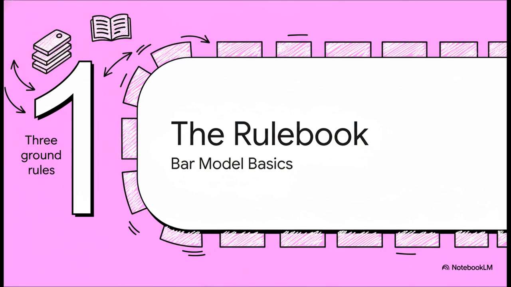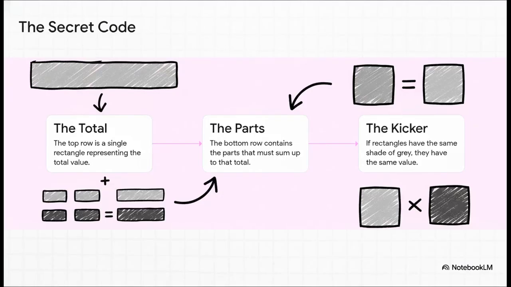All right, first things first, the bar model rulebook. Look, every good game has rules, right? The good news is these are super simple. Let's run through the 3 basic rules real quick before we jump into our first problem. Rule 1, that single rectangle on top, that's your total. The big picture, the whole shebang. Rule 2, the row on the bottom, those are the parts. All those little pieces add up to make the total on top. And rule 3, this is the kicker. If you see rectangles with the same color or shade, they have the exact same value. That's it. Total on top, parts on the bottom, and same color means same number.